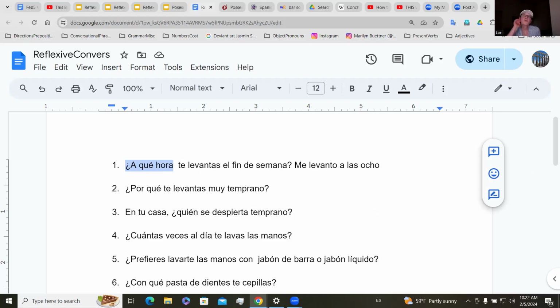Before we go into our breakout groups, whenever we're answering, it would still be las manos, not mis manos. You wash your hands. Because with body parts, we don't use the possessive like we do in English.